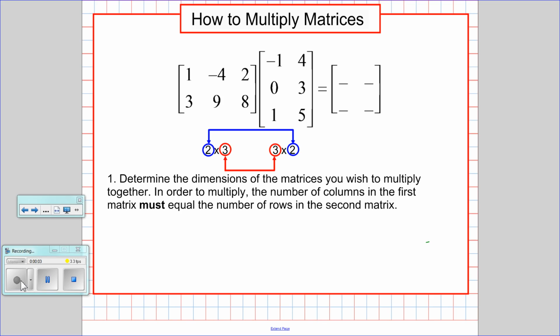Hi everybody, I've got a quick video on how to multiply matrices. This video looks at how we multiply one matrix times another matrix.